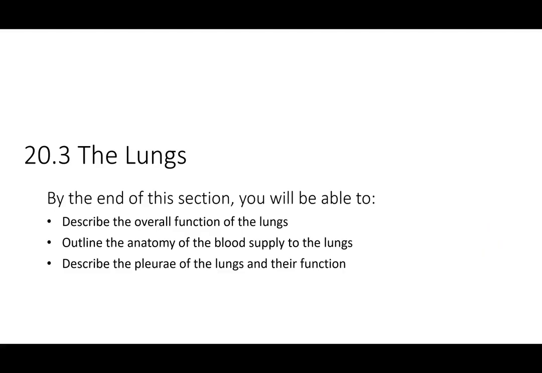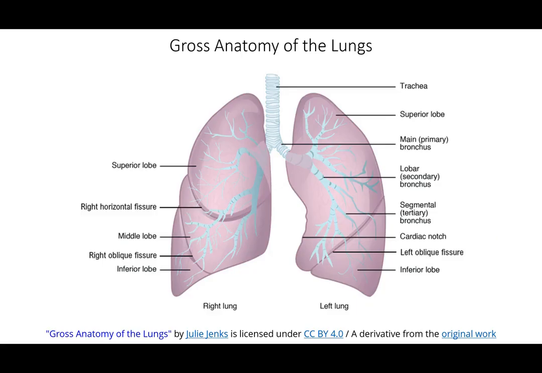All right, we are going to talk about the lungs in this video. We'll cover a lot of this gross anatomy of the lungs in lab next week, but really quickly, we've got two lungs, the right and left lung. The right lung is split up into three lobes, the superior, middle, and inferior lobes, and then the left lung only has two, just the superior and inferior lobes. And these lobes are divided from each other by fissures.